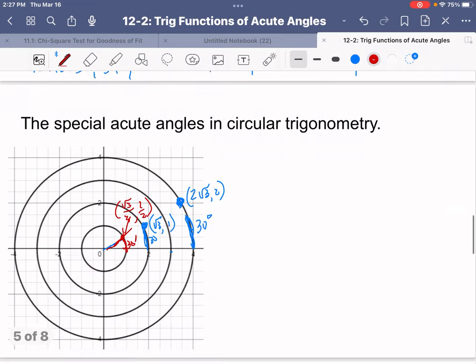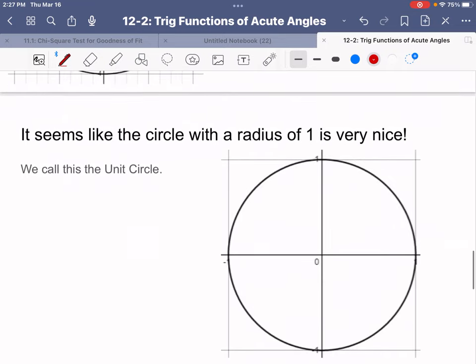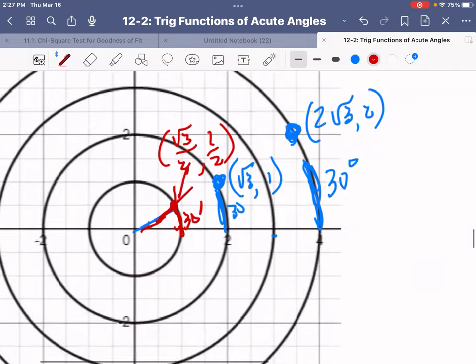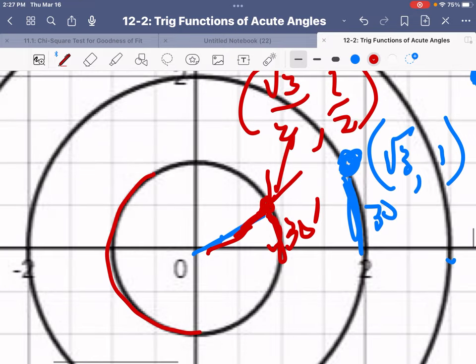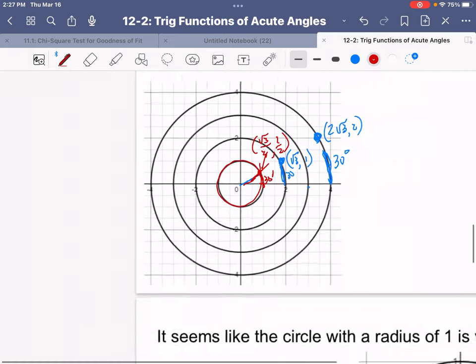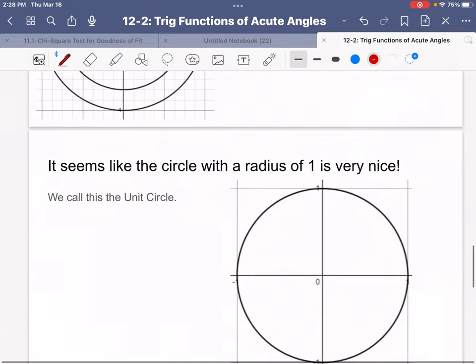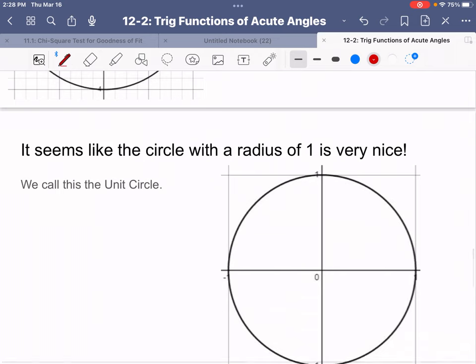Here's what I'm trying to show you. It seems like the circle with a radius of 1 is extremely, extremely nice. So imagine that I'm zooming in on this circle with a radius of 1. Well, what did I just discover? If I draw a radius of 1 to the point that corresponds to 30 degrees, my ordered pair was the square root of 3 over 2, comma 1/2.